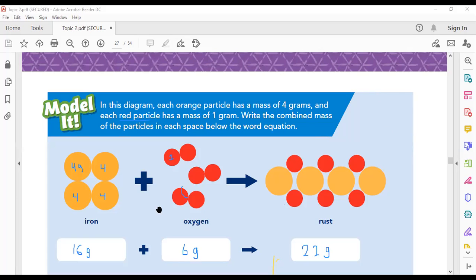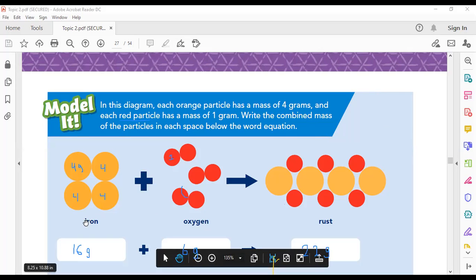So here we have iron or steel and oxygen. They combine with each other to form rust. This is a chemical change. Notice that the total mass remains the same. We have 22 grams of substances before, and here we have 22 grams. So the mass does not change.